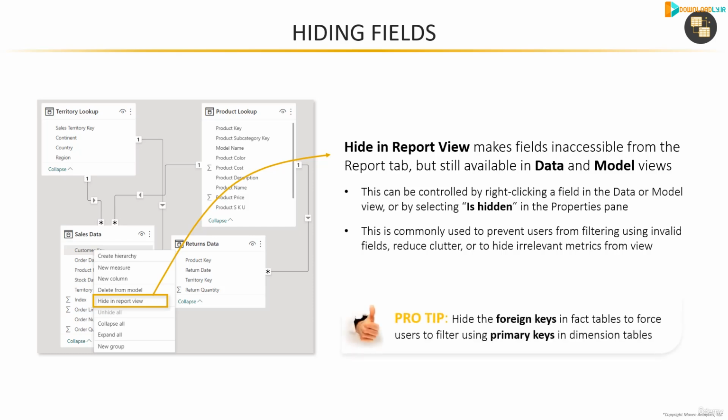So a little pro tip here: what I like to do is hide the foreign keys in my fact tables to essentially force users to filter using only the primary keys in our dimension tables. And that's exactly what we're going to do here in our AdventureWorks report. So let's jump into Power BI and practice hiding some of these fields in report view.